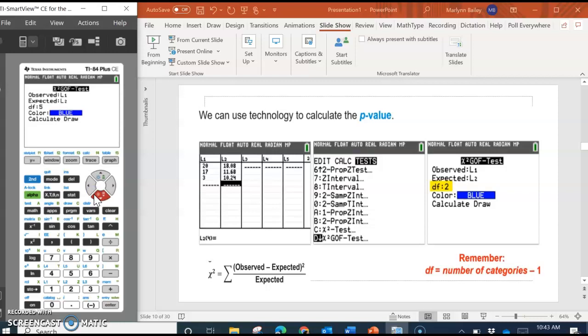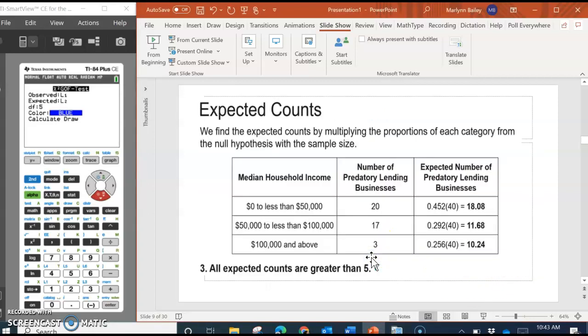So your degrees of freedom is the number of categories minus 1. If I could just go back, notice we have 3 categories. 3 minus 1 is 2. So our degrees of freedom is 2. If you forget to change that, it will give you the wrong answer. So make sure you get the right answer. So if you go to calculate, it'll give you some information here. It gives us our chi-squared test statistic. It's kind of like your Z or your T from your other tests. It gives us our p-value, so the probability that this sample would occur if our null hypothesis was correct, and our degrees of freedom, which we put as 2.